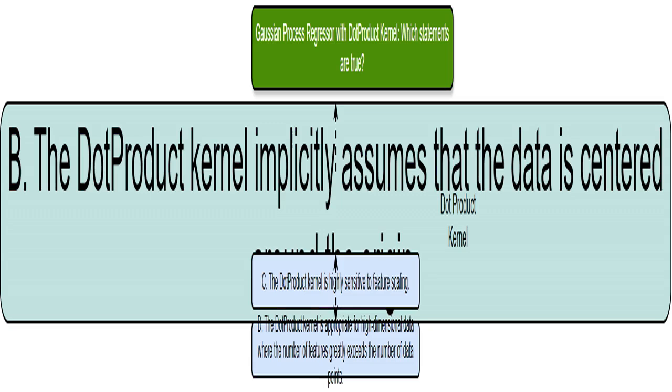Absolutely, B is also right. The dot product kernel is really sensitive to where the data's center point is. The origin is the point 0, 0, 0. And it is crucial that you have a mean of 0 for your data for the kernel to work correctly. Otherwise, it gives you wrong answers.